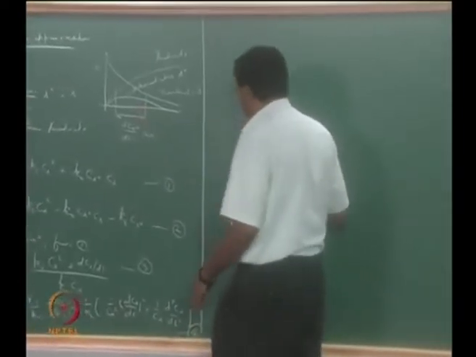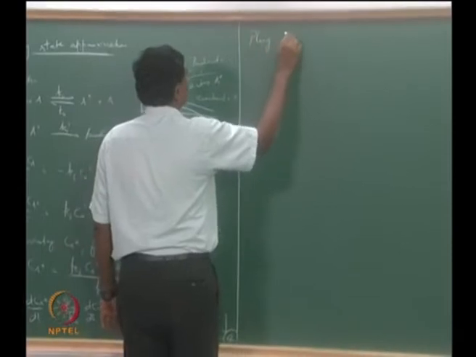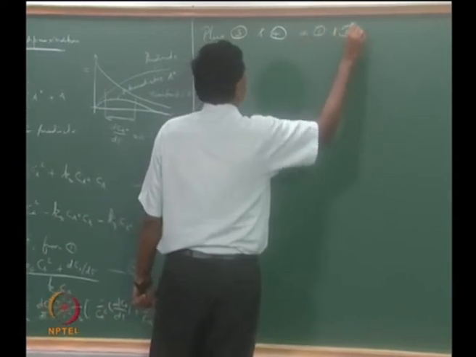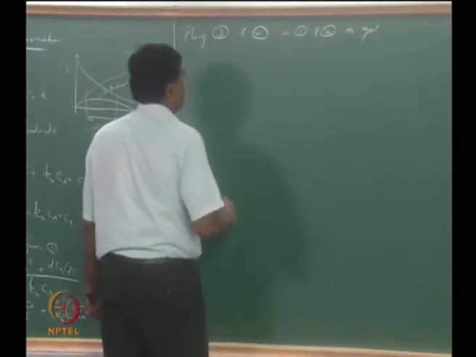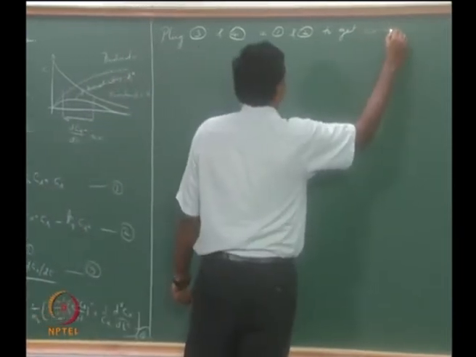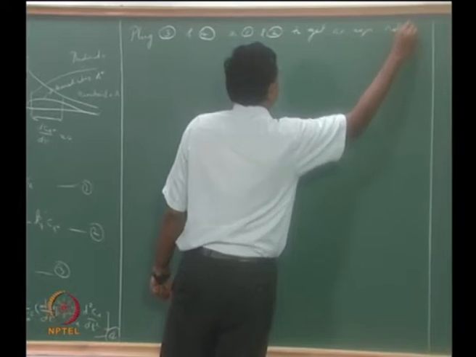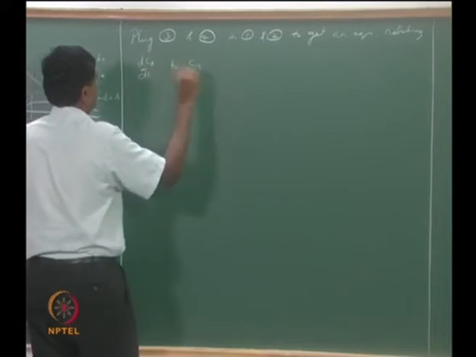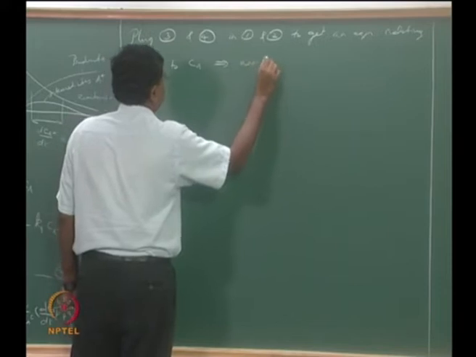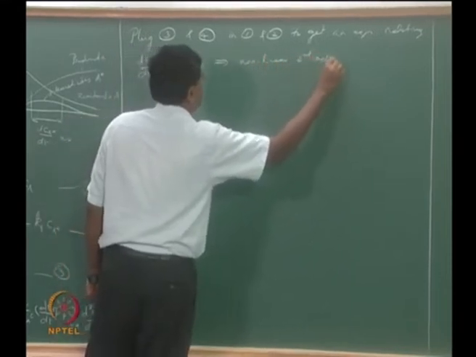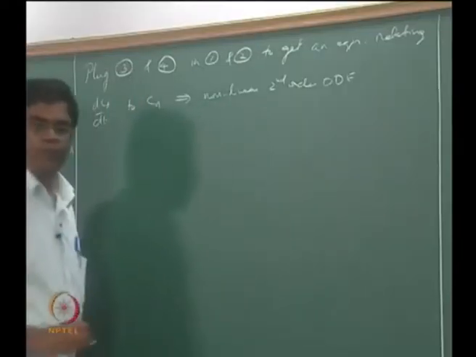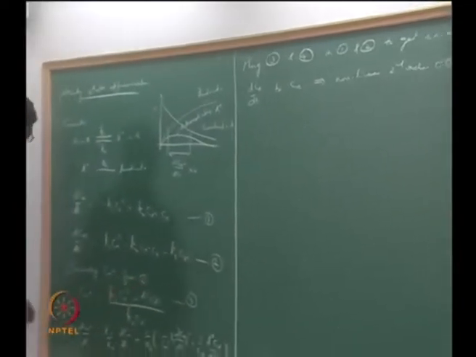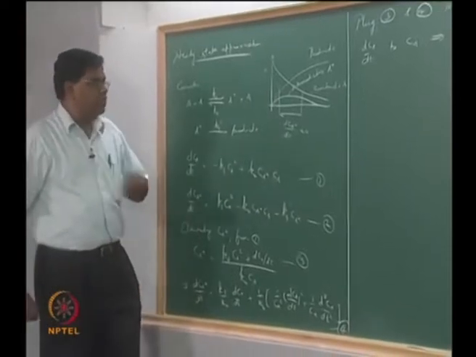So plug one and two to get an equation relating dCA over dt to CA. This is going to be a nonlinear second order ODE, right. It's a very highly nonlinear second order ODE. So you're going to have trouble solving that. Okay, so not easy to solve.